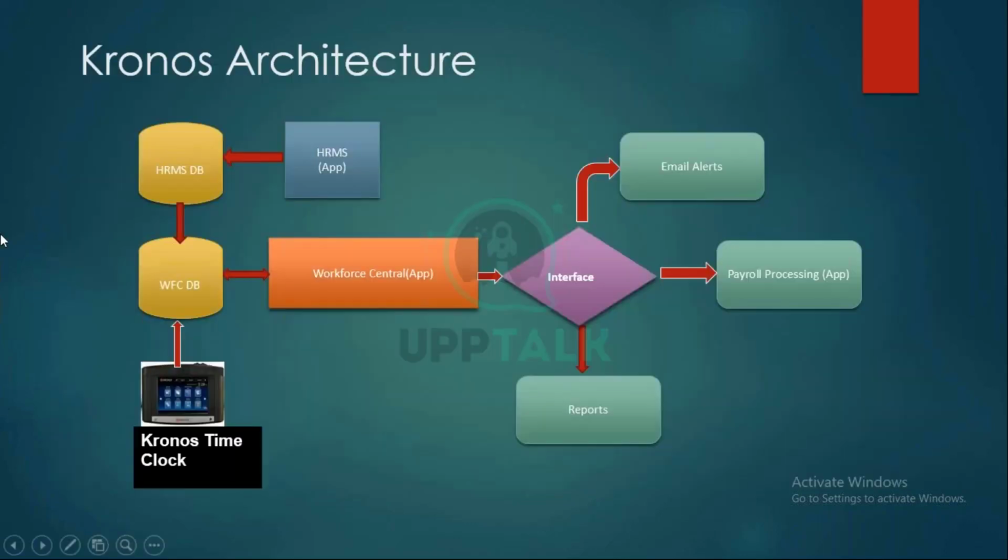Okay, so the next is the Kronos architecture. Architecture is nothing but how the system is working at the back end. We just see the front end application, so we'll see how this system works. The first step is I'm going to swipe in on the time clock. So my time is getting entered, my time is getting captured by the system. It is getting stored in the Workforce database system.